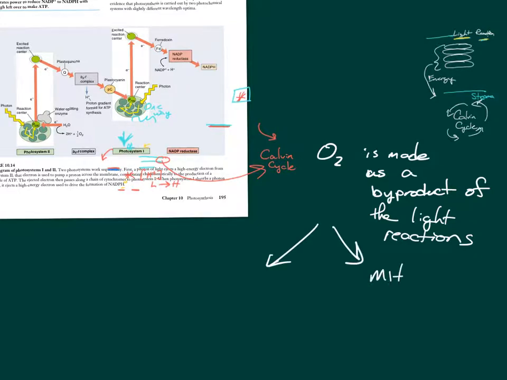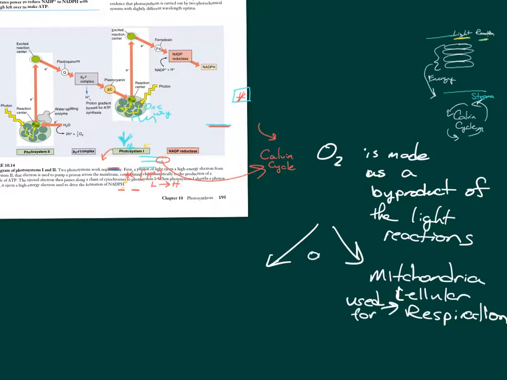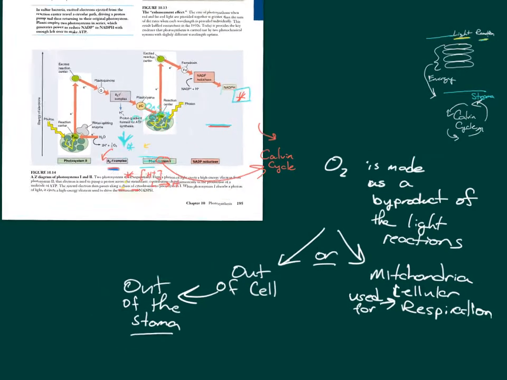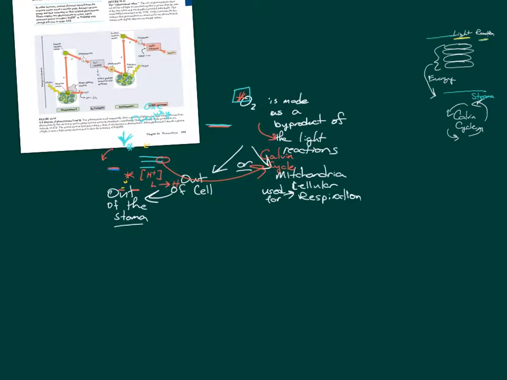It's either going to be the mitochondria. See, this is what I would do at home if I were you. Mitochondria, where it's used for cellular respiration. Or, there's an or here, it goes out of the cell. Then it goes out of the cell, out of the leaf, through the stoma, into the air.